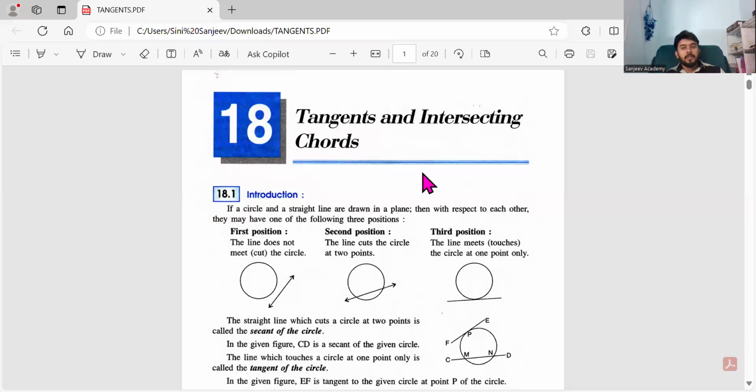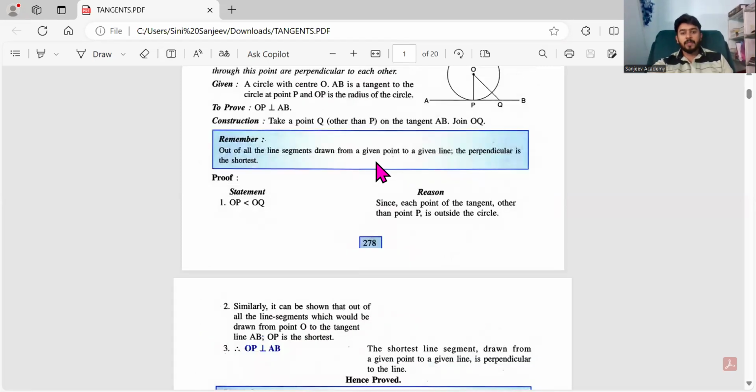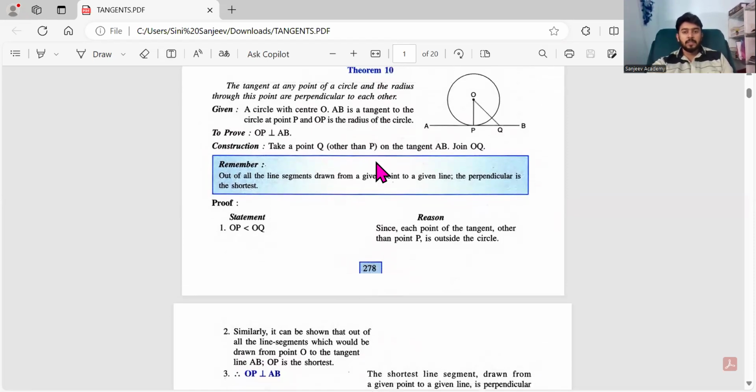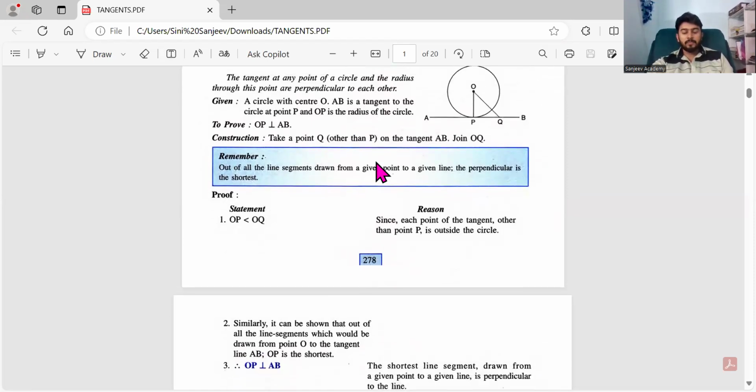So, dear student, today I'll be discussing the chapter tangents. So, I'll share the PDF. Yeah. So, I think now you can see it clearly. Correct, tangents and intersecting chords. The prerequisite is that we have to know what a tangent is, which is studied in the lower classes. So, I hope everyone knows that.